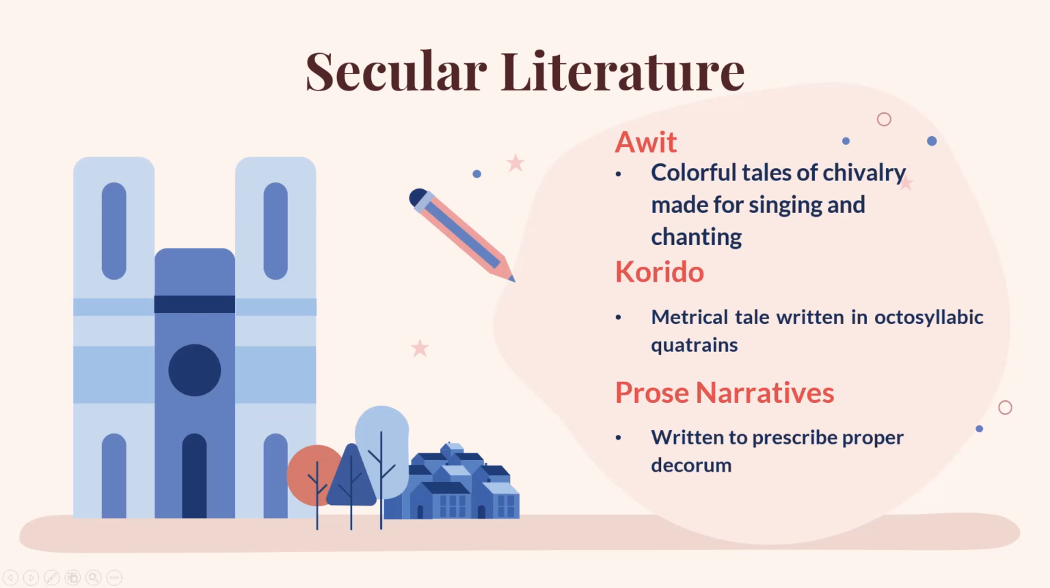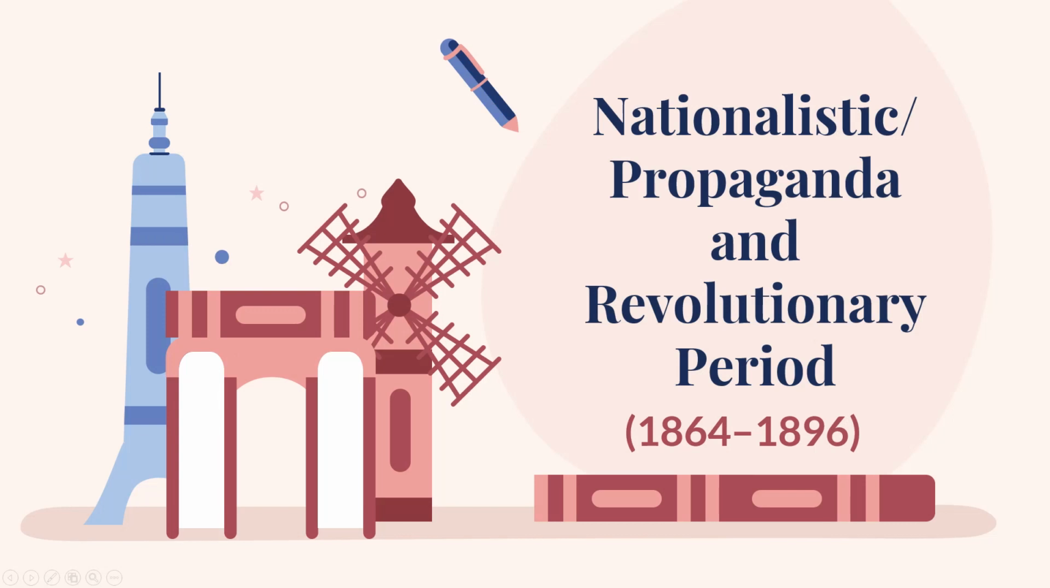In secular literature, you have awit, corrido, and prose narratives. For awit, it is the colorful tales of chivalry made for singing and chanting. Corrido, it is the metrical tale written in octosyllabic quatrains. And prose narratives, it is written to prescribe proper decorum. The third one is the nationalistic or propaganda and revolutionary period from 1864 to 1896.